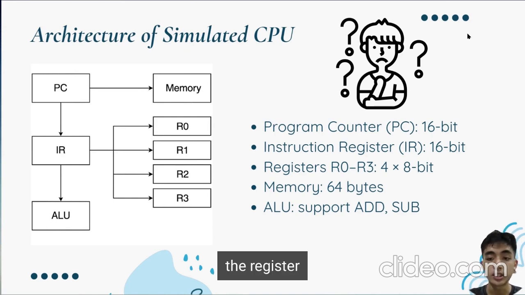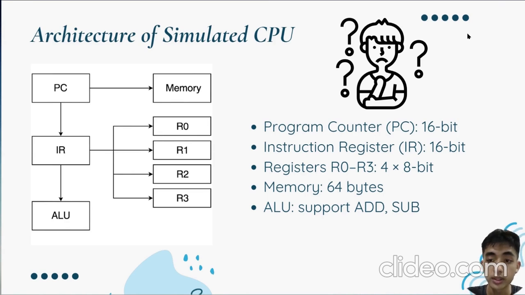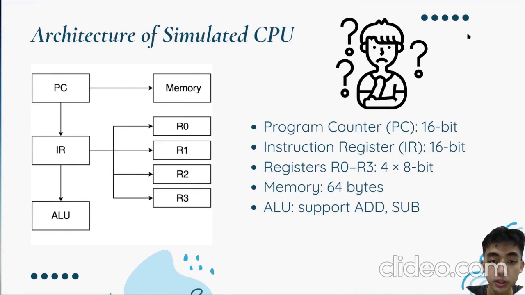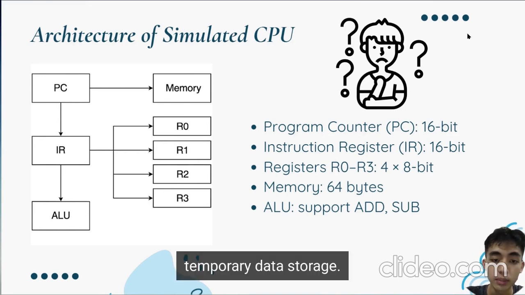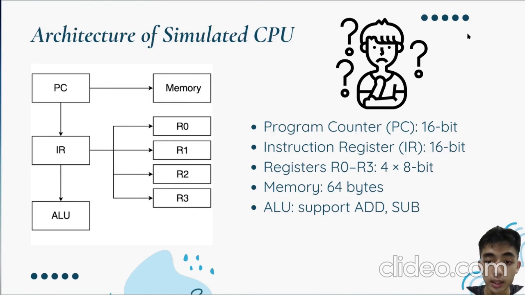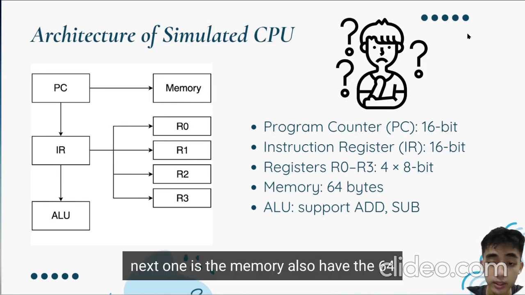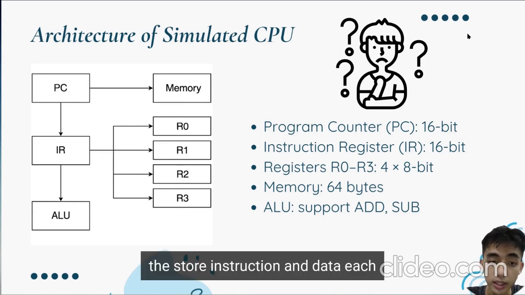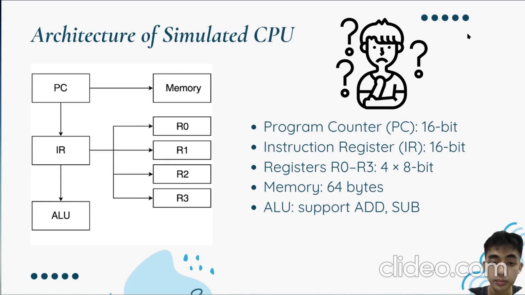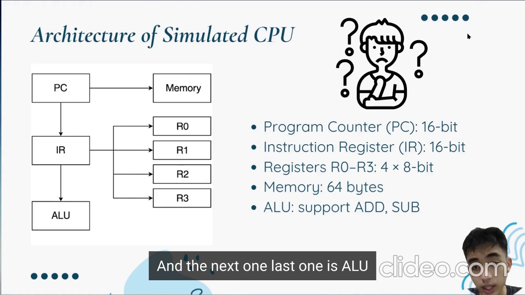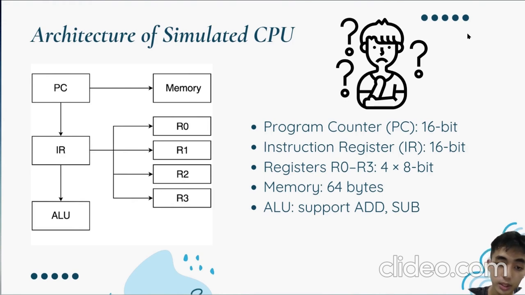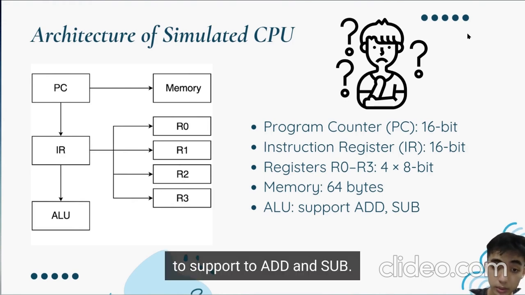Next are the registers R0 to R3, 4 registers, each 8 bits. Their use is as general purpose registers for temporary data storage. Next is the memory, which has 64 bytes, and the stored instructions and data are 8 bits. The last one is the ALU. The ALU performs arithmetic operations to support ADD and SUB.